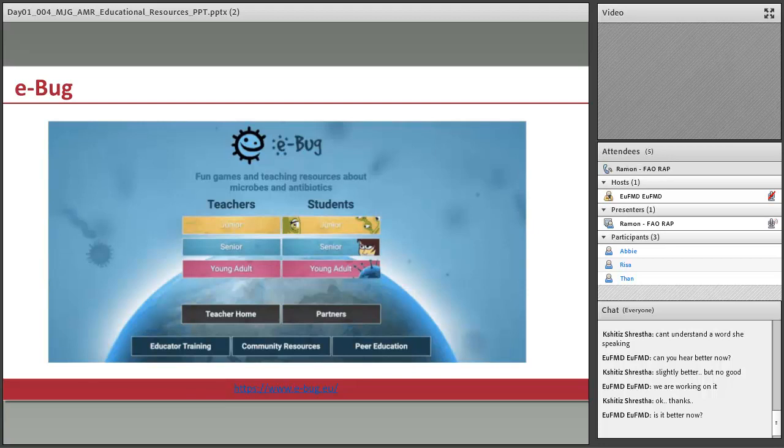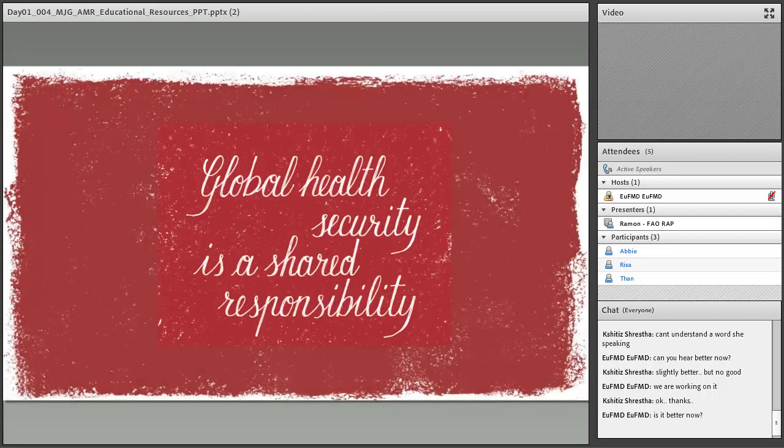If you like something fun, or if you're teaching high school students, there's an e-Bug resource where it's very generic. There are different stages: junior, senior, young, adult. It talks about infections and infectious diseases as well, not only antimicrobials. So these are the others.